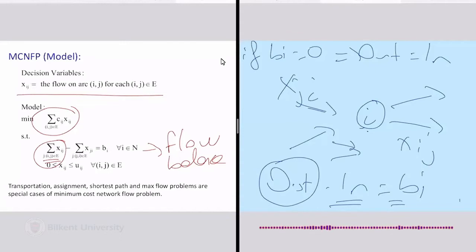And that's it. This is our MCNFP, the minimum cost network flow problem. I'm minimizing my total cost, and I'm satisfying the balance over my network. How do I do that? From positive nodes, I'm dispatching my flows. The negative nodes are absorbing the flow, and the in-between nodes are letting them go through.